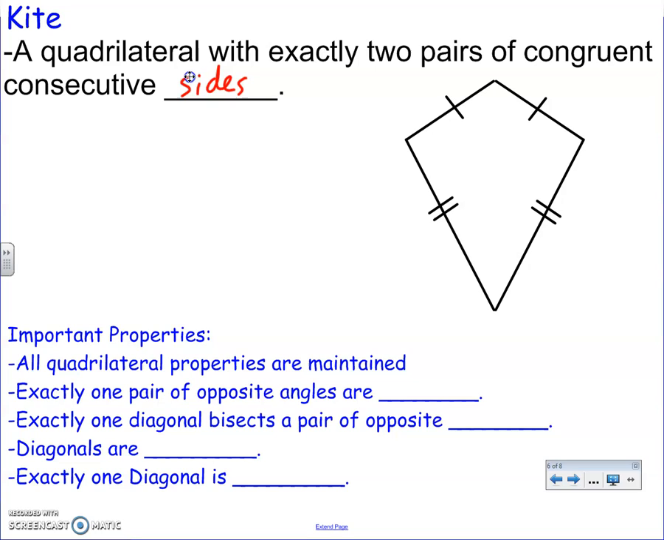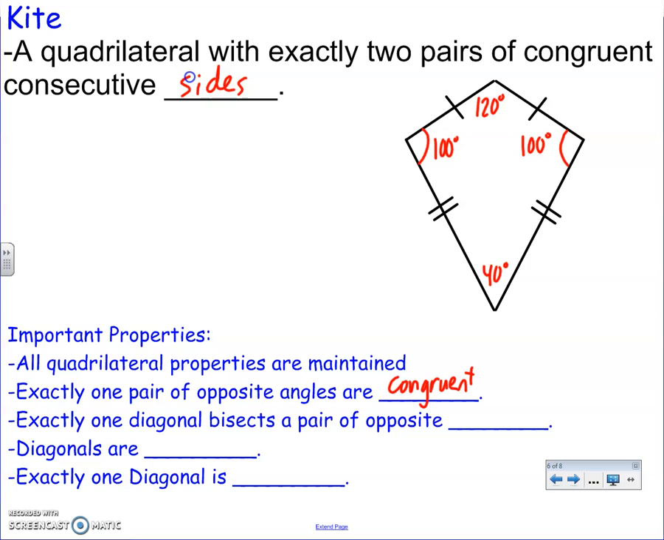All quadrilateral properties are maintained, meaning they have 360 on the inside. Exactly 1 pair of opposite angles are congruent. So here's what I mean. If I look at the picture, these 2 angles are exactly the same. So say this is 100 degrees. That means this is also 100 degrees. But the top and bottom angles are going to be different, and I'll just fill some numbers out. So maybe this is 120 degrees up here, and then this down here is going to be 40 degrees. Alright, so only 1 pair of opposite angles are the same.